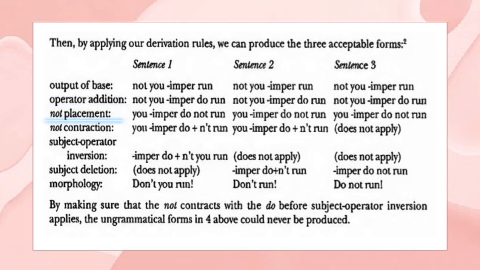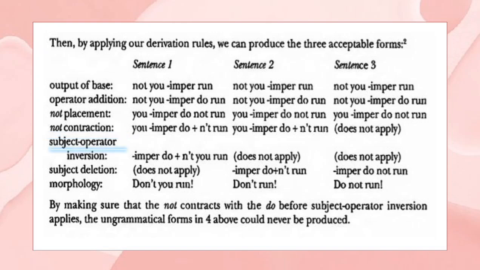So the next rule is the not placement. Sentence 1, not you imperative do not run. 2, you imperative do not run. 3, you imperative do not run. Next is the not contraction. Sentence 1, you imperative do plus contracted not run. Sentence 2, you imperative do plus contracted not run. And in sentence 3, it does not apply.